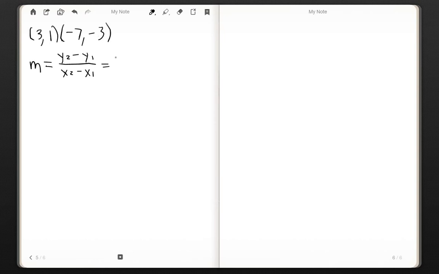So here we have y2 of negative 3 minus y1 of 1, over x2, negative 7, minus x1 of 3. So this whole thing is negative 4 over negative 10, which is 2/5. So that's our slope. Now, again, we can use either of these 2 points to find the y-intercept. Let's just use this one. It's a little bit easier with all positive numbers.